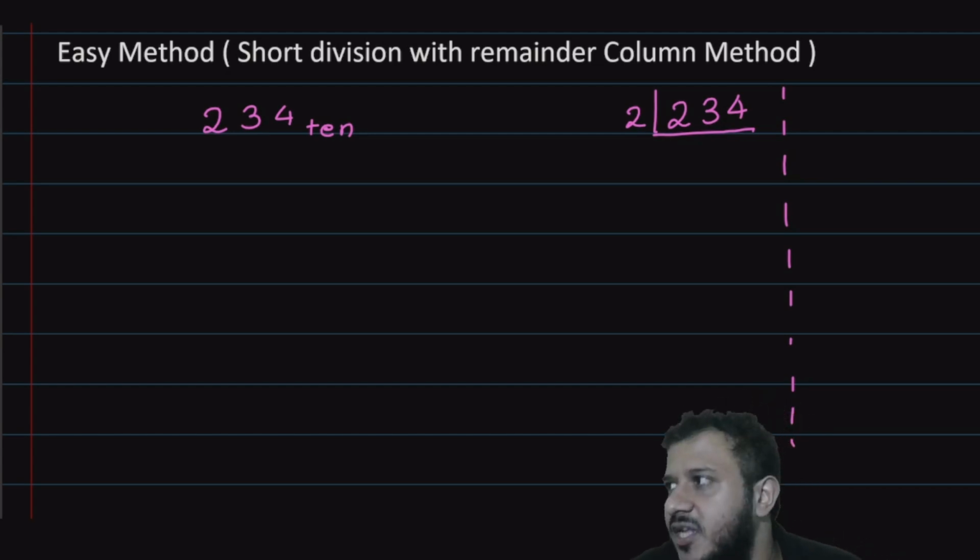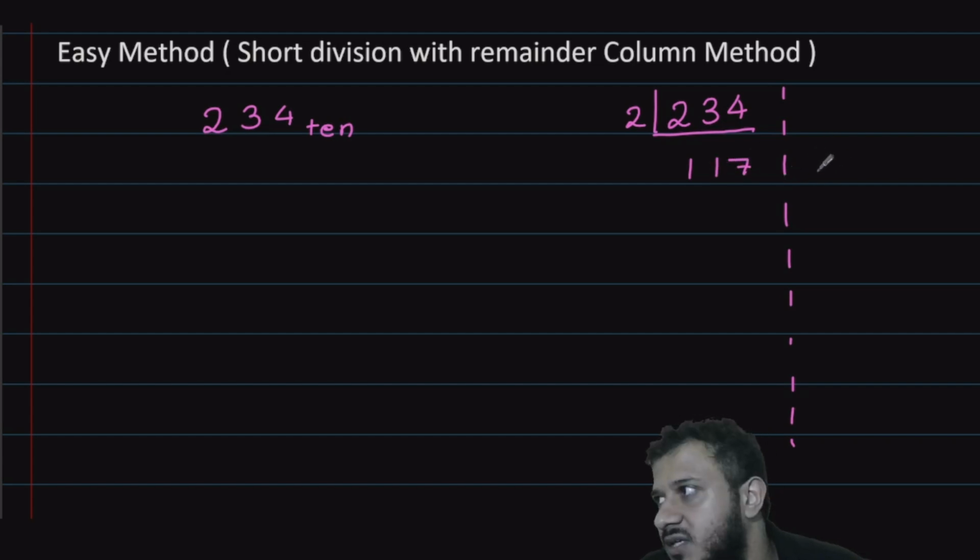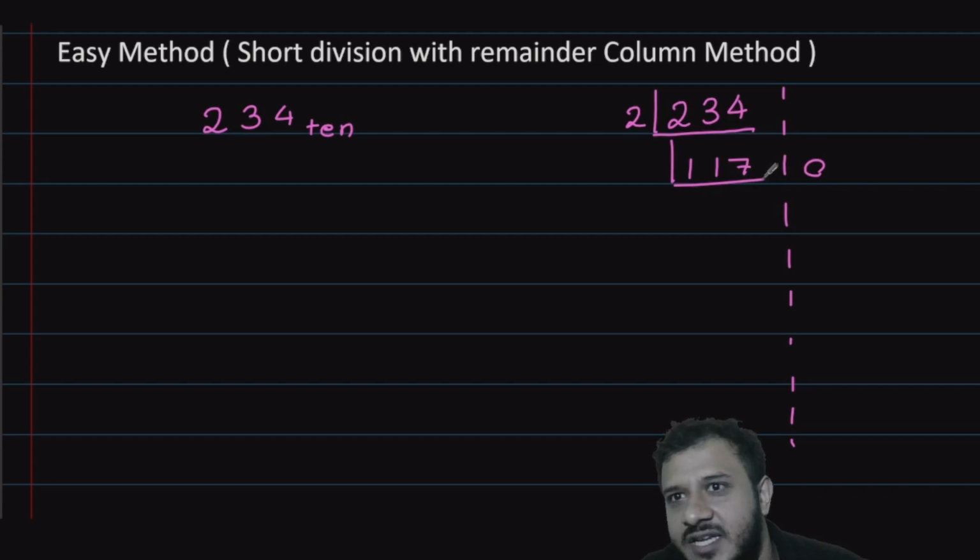Okay, Aditya, can you tell me 234 divided by 2? How much is that? 117. Remainder? 0. Perfect. Then, Sahansa, I think your connection got stuck. Can you help me with this? 117 divided by 2.